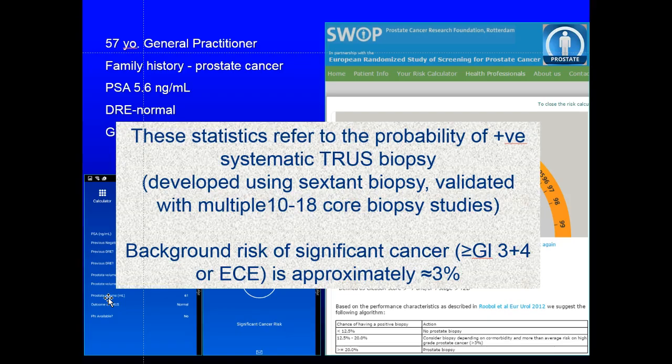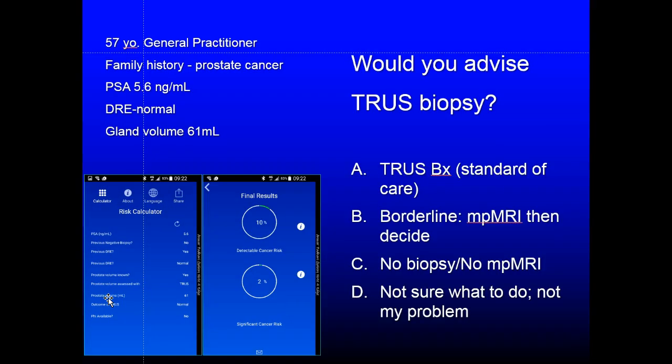And if you look at the Rotterdam risk calculator, these risks were devised on the basis of a sextant biopsy but have been multiply validated using 10 to 18 core biopsy. So he really shouldn't get an MRI. He shouldn't get a biopsy.